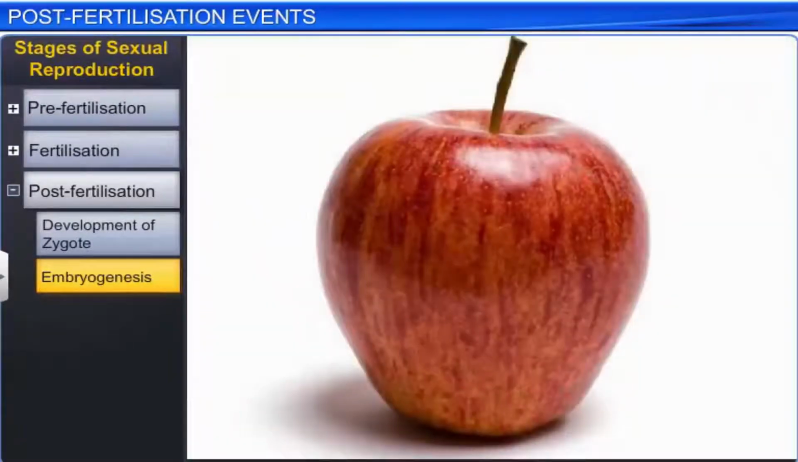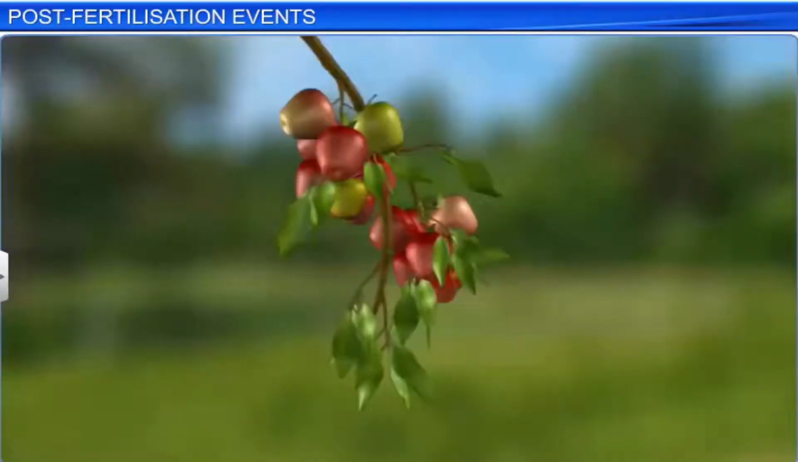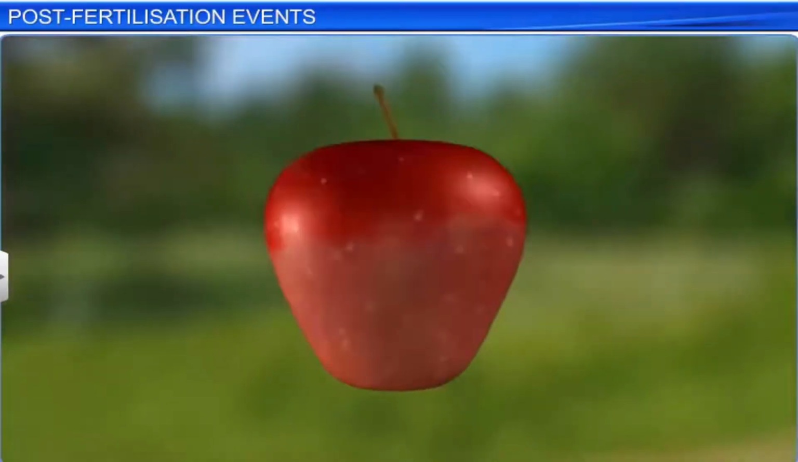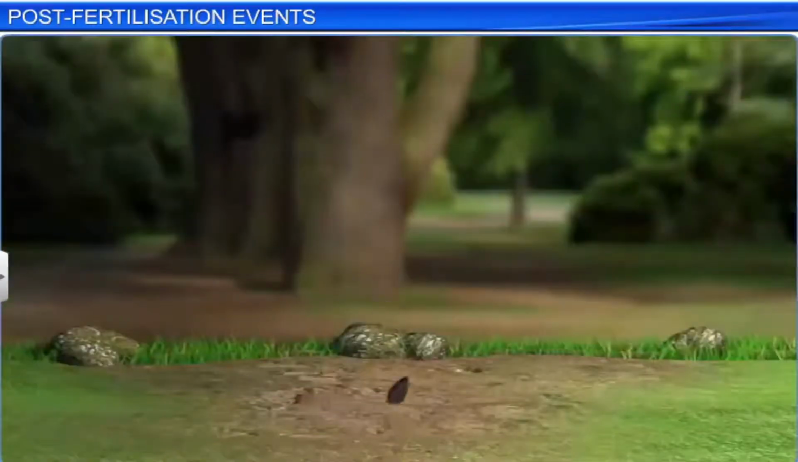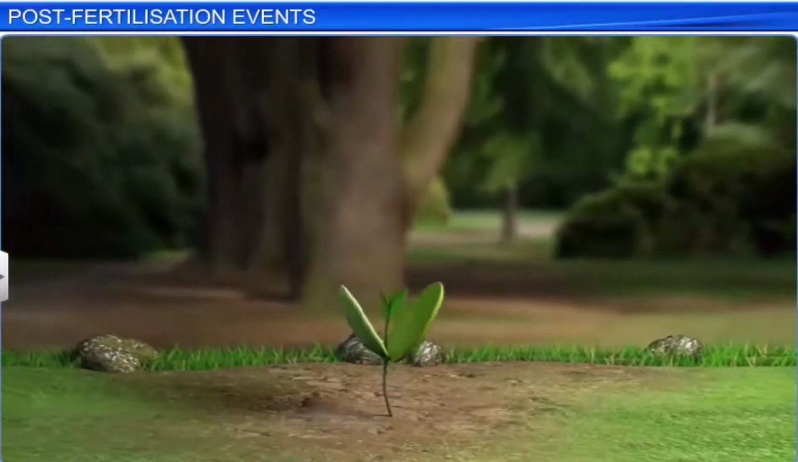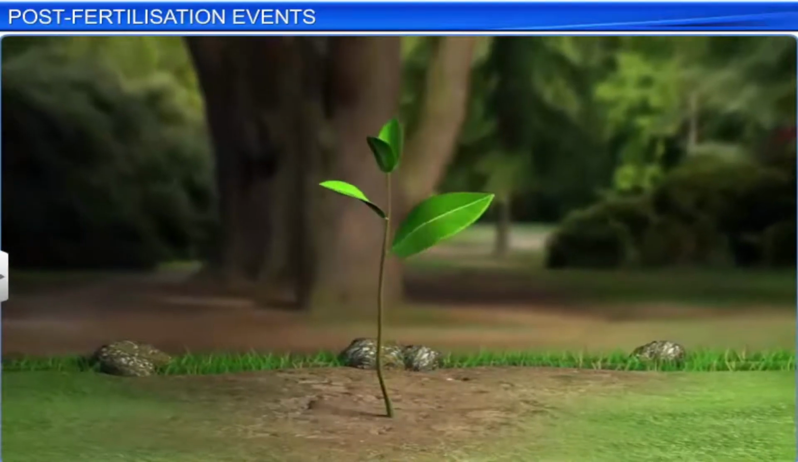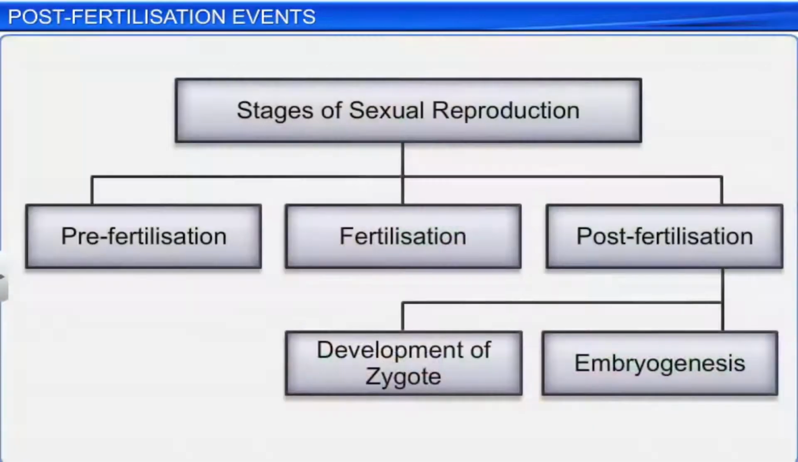The fruit is covered with pericarp, a thick wall that protects the seeds and the embryo. After the fruit is consumed, the seeds get dispersed by wind, water, or animals. These seeds later germinate into a new plant. Thus, in both plants and animals, the formation of a new life hinges on the development of a zygote and embryogenesis, the two post-fertilization events.